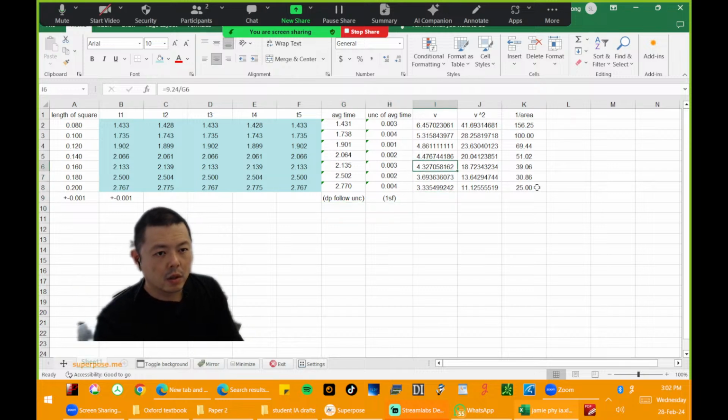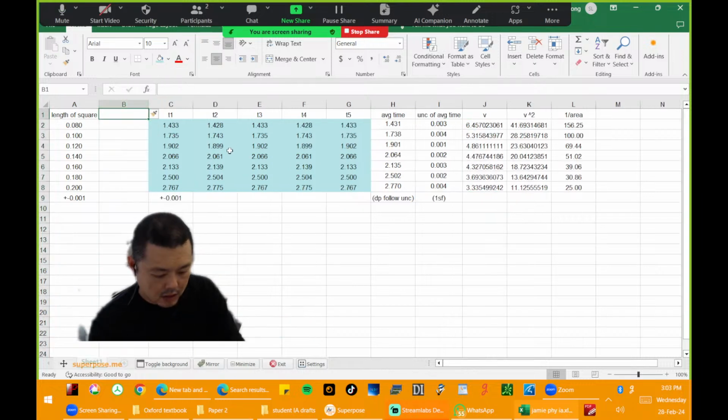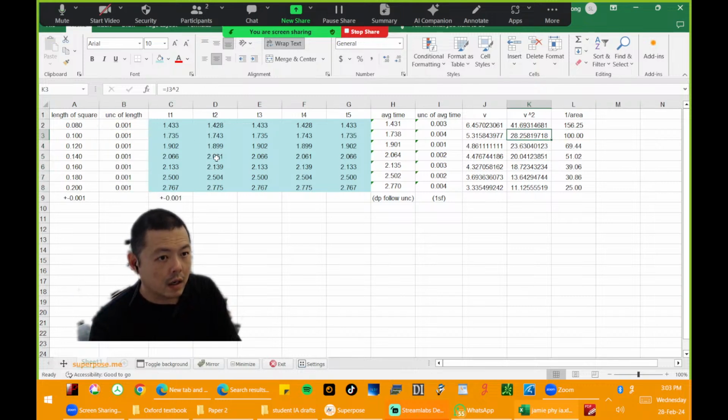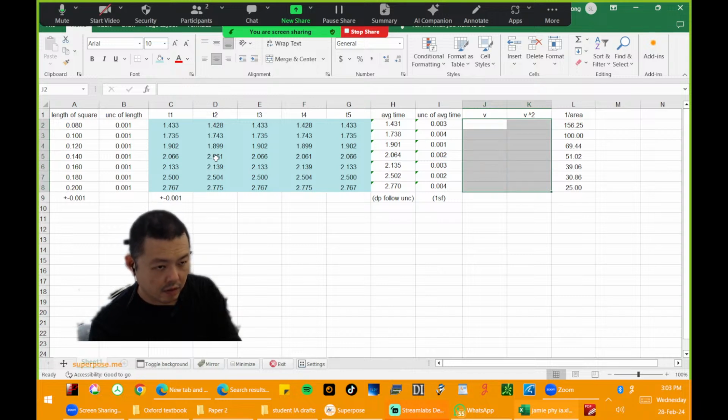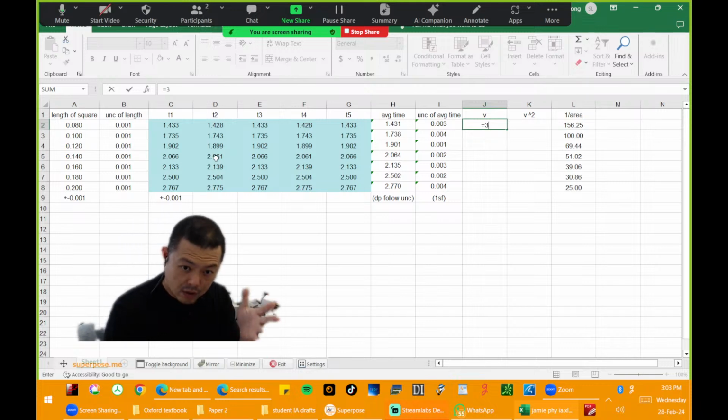Okay, so what we're going to do is, wait, I need to insert this one first. Sorry, this is the uncertainty of length, and this is 0.01, because all these have to go into the graph later. All right, so for the V here, I'm going to get rid of this and just take this equals to 3 meters. So again, 3 meters, I think it's a safe assumption.